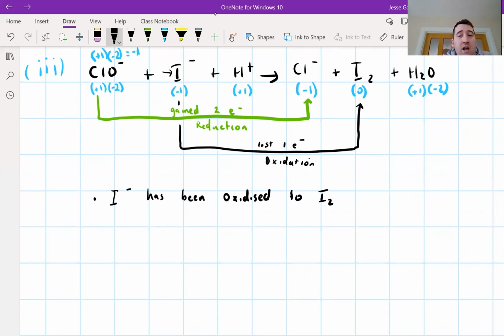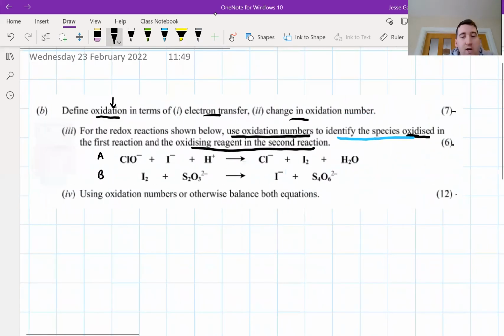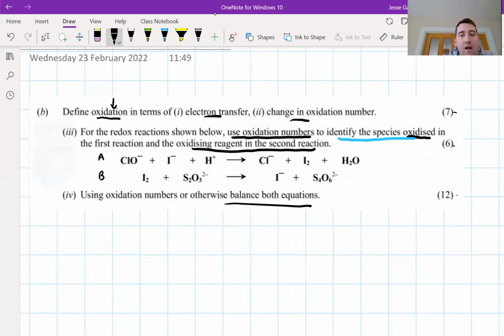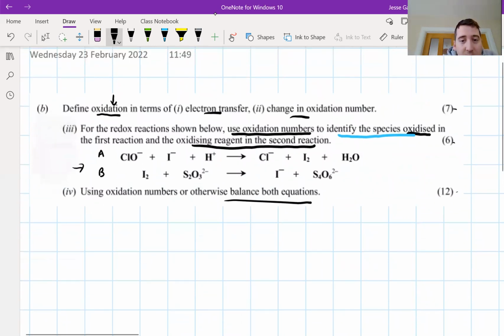Now, I'm going to leave a little space underneath here because I might use this again later on. I know that further down, it's going to ask me to balance both equations using oxidation numbers. It helps to have a little bit of space underneath that. So before I go to the next bit, don't forget to go back and do this next bit: identify the oxidizing reagent in the second reaction. So I'm doing that now.